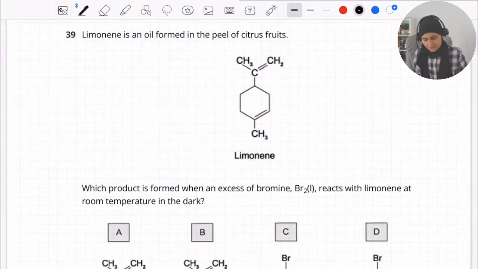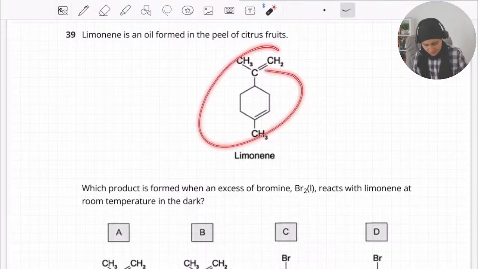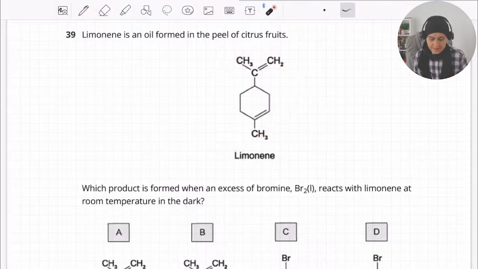So limonene is an oil formed, okay, whatever. And so that's the structure. Which product is formed when excess bromine liquid reacts with limonene at room temperature in the dark? For this, you have to know the properties of alkenes, right? Because this is essentially an alkene. So you have 2 double bonds. This reacts as an alkene, this reacts as an alkene.